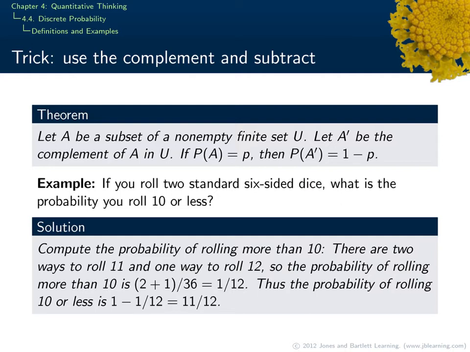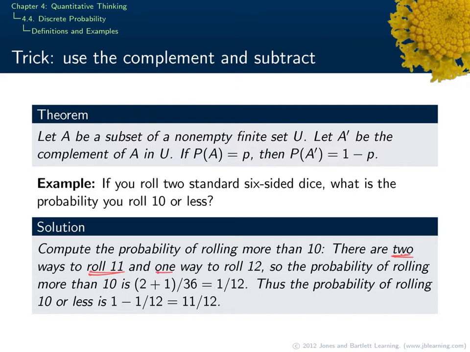Okay, here we're going to use the complement probability formula in an example. So here we roll 2 standard 6-sided dice. What is the probability that you roll a 10 or less? Well, here it might be easier to figure out what the probability is of rolling more than 10. So there are only 2 ways to roll an 11, right? You can have a 6 on the first die and a 5 on the second, or a 5 on the first and a 6 on the second.